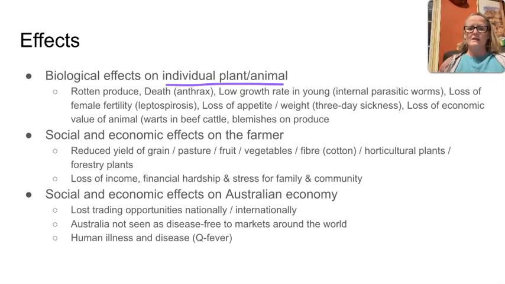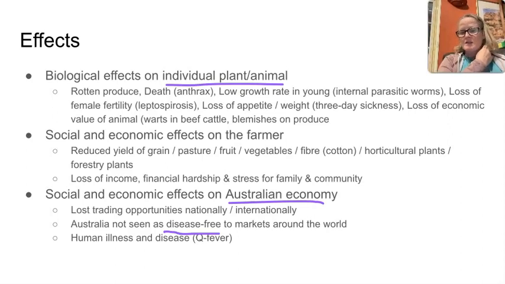So Australia is known for being disease-free. If it is no longer disease-free, then you're going to lose a lot of trading opportunities within the country and internationally, and you could pass on the disease to humans. There's a disease called Q fever, which can be transmitted from animals to people. So that could also impact the Australian economy if goods or people get quarantined.